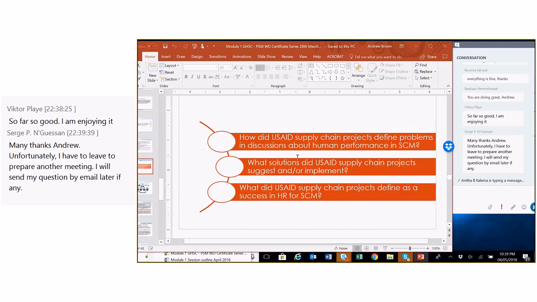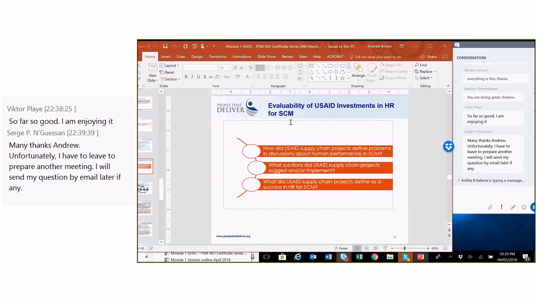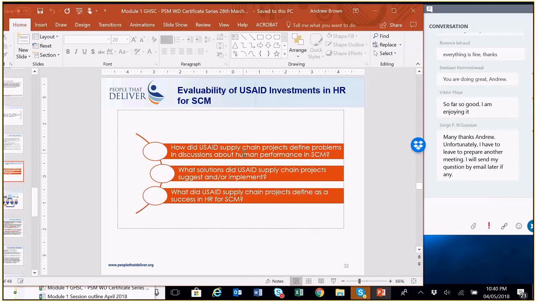Now, in this particular context of thinking about supply chain management, USAID were asking the questions: how did USAID supply chain projects define problems and discuss performance? What solutions did USAID supply chain projects suggest? And what did USAID supply chain projects define as success? So this was what was driving the thinking.